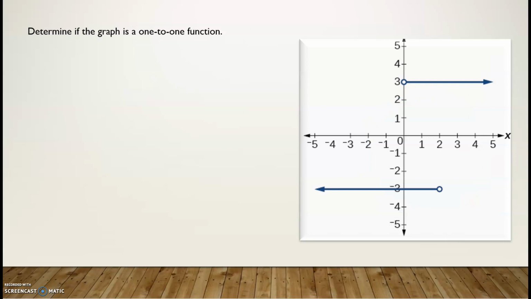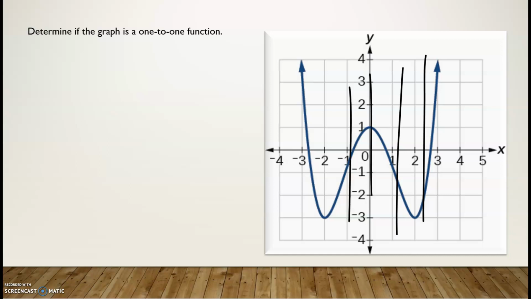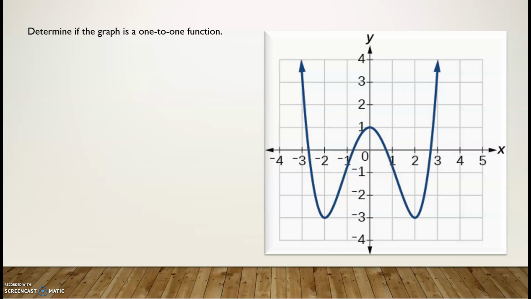Okay, determine if this is a one-to-one function. Okay, I'm going to apply the horizontal line test. It fails right there. So we can go ahead and say that it's not a one-to-one function because it's not even a function. Okay, determine if this is a one-to-one function. Looks like it passes the vertical line test, so it is a function. Okay, well, it fails the horizontal line test, so this is not a one-to-one function.